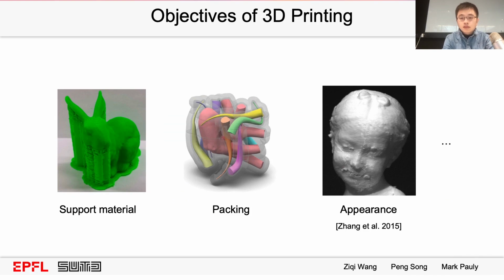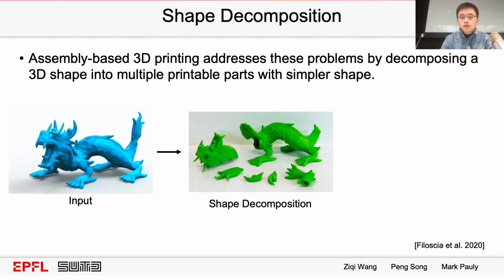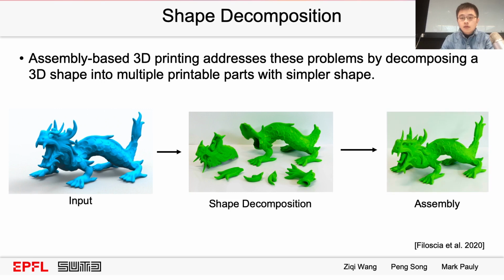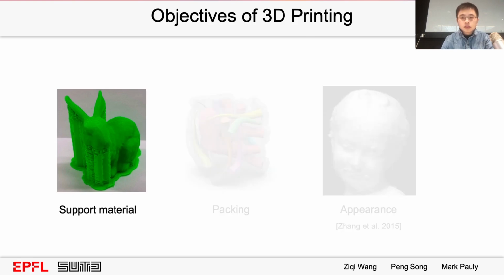For assembly-based 3D printing, our goal is to design an assembly which has less spot material, higher packing efficiency, and less appearance damage compared with printing in one piece. The core methodology is the shape decomposition, which splits the input shape into printable parts with simple shape and then assembles the parts to obtain the target assembly. Let's first see how to reduce the spot material by using shape decomposition.